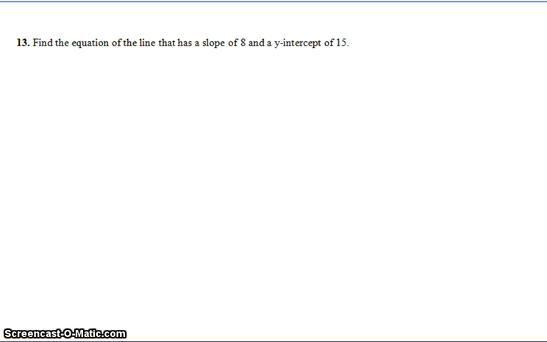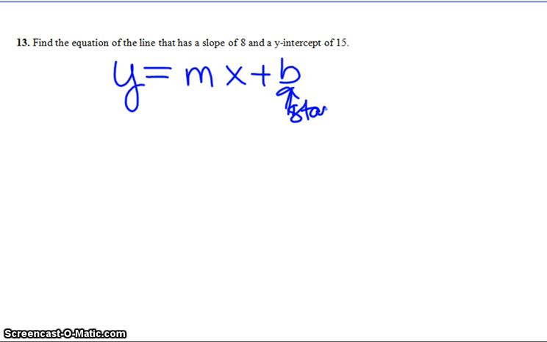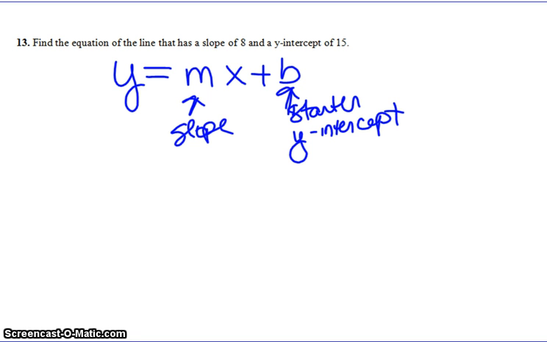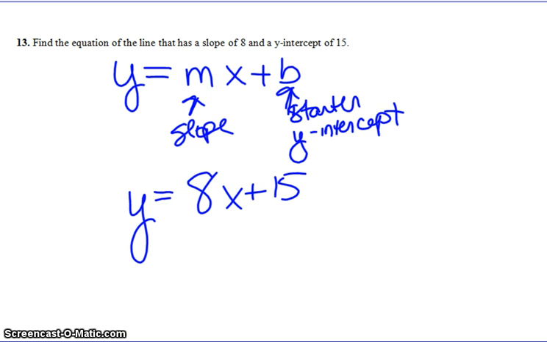Find the equation of a line that has a slope of 8 and a y-intercept of 15. Well, we've worked with this before. We're going to work with our lines in slope-intercept form, and hopefully this is review. This is our starter, which when we're graphing is our y-intercept. It's what is y when x is 0. This one is known as our slope, or the change in y over the change in x. So for us, we need to just put in our 8 for the slope and our 15 for the y-intercept.